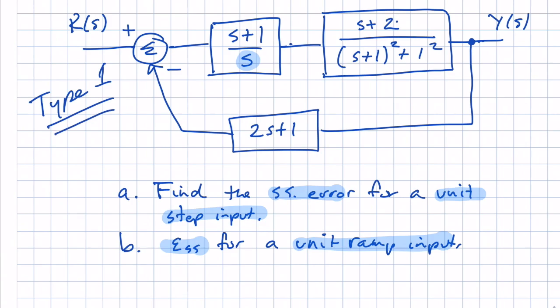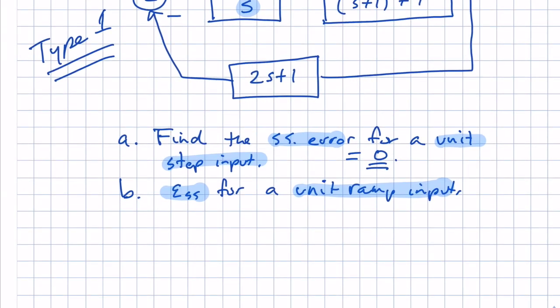And for a type 1 system, the steady state error is 0. Okay, so the steady state error for a unit step is 0. So we can actually do that one by inspection. The answer here is 0. Okay, so let's move on to the unit ramp.